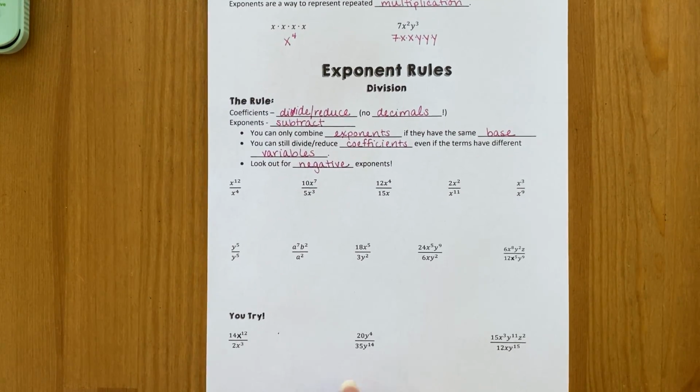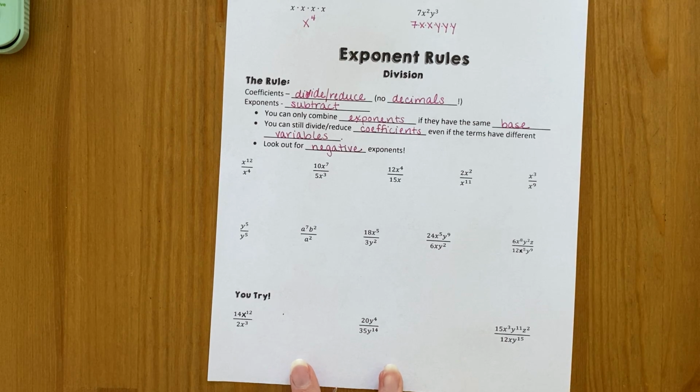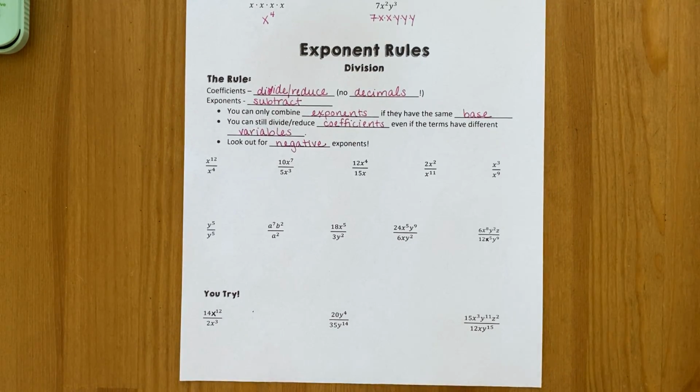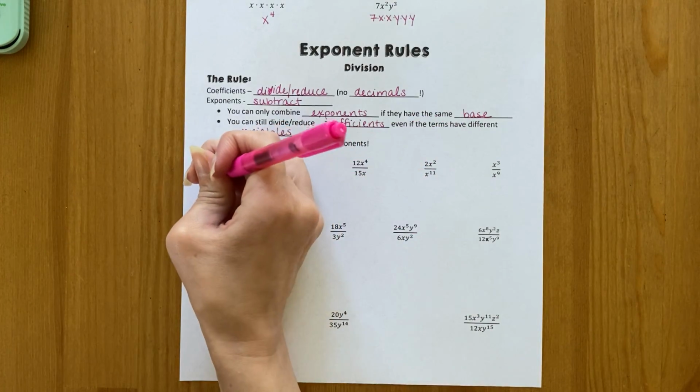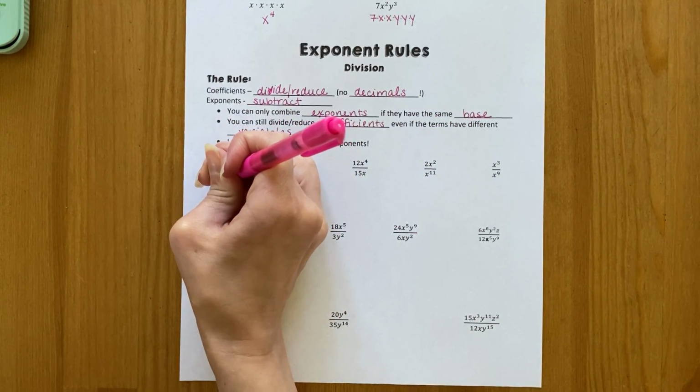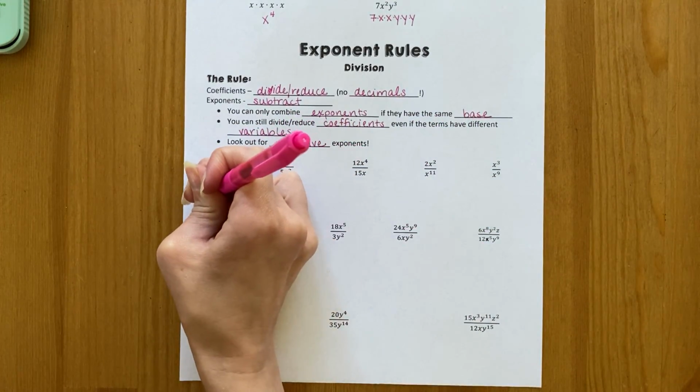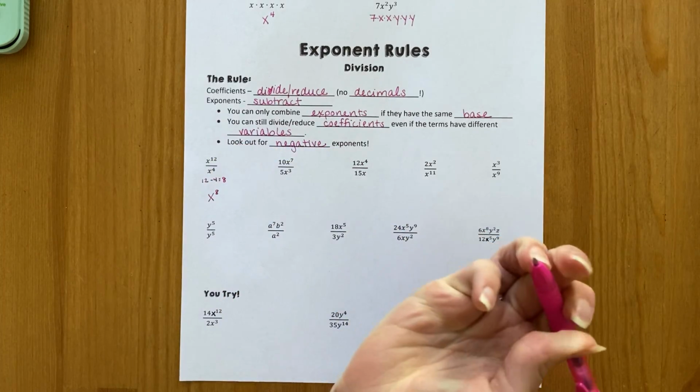So if we start taking a look at this rule in action, if I have x to the 12th divided by x to the 4th, we have just a coefficient of 1, so the coefficient piece isn't going to come into play on this problem. We're just going to subtract our exponents. So if I think of what 12 minus 4 is, that's going to give me 8. So my final answer is going to be x to the 8th power.